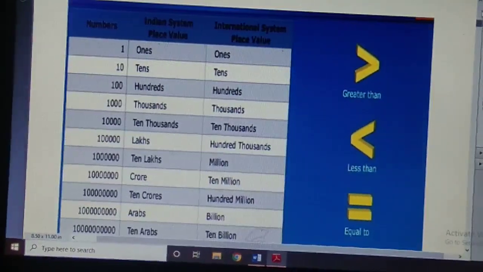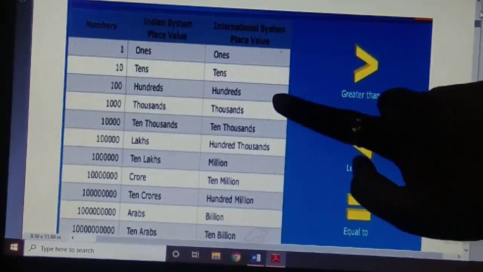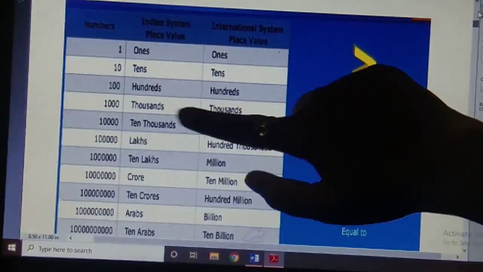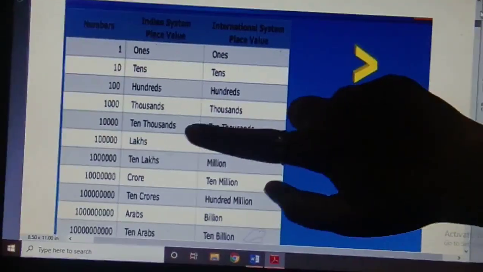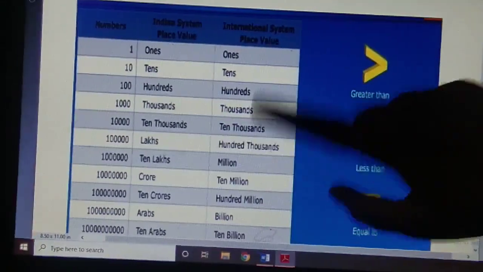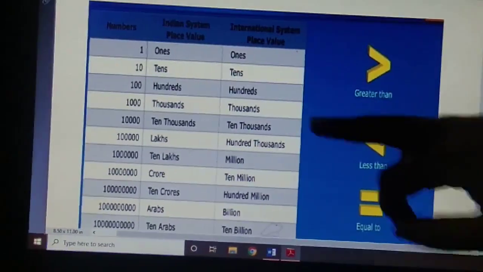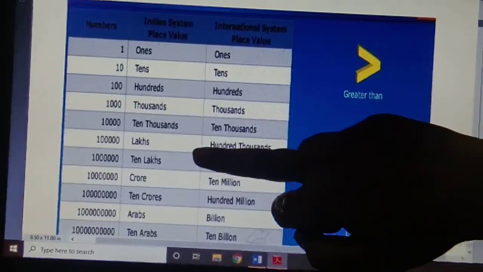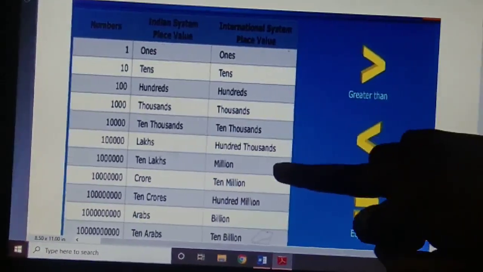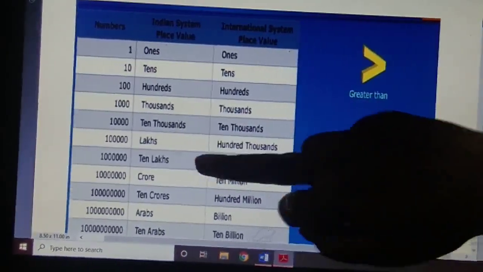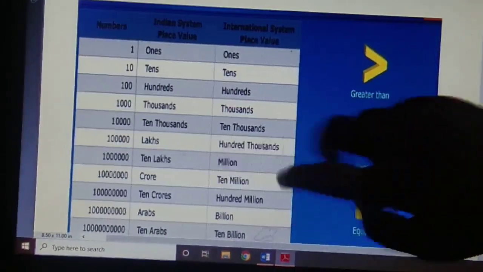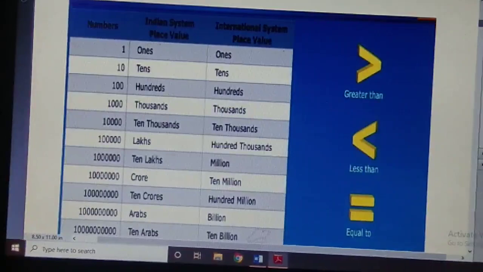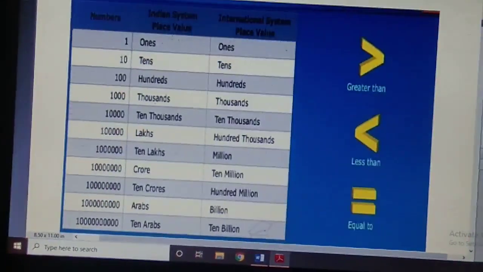Now in the international system, ones, tens, hundreds, thousand, 10,000. Here you can observe that in both the Indian and international systems, up to 10,000 are the same. But after 10,000, 100,000 in the international system is 1 lakh in the Indian system. In the international system 1 million is equal to 10 lakh in the Indian system. In the international system 10 million is equal to 1 crore in the Indian system.